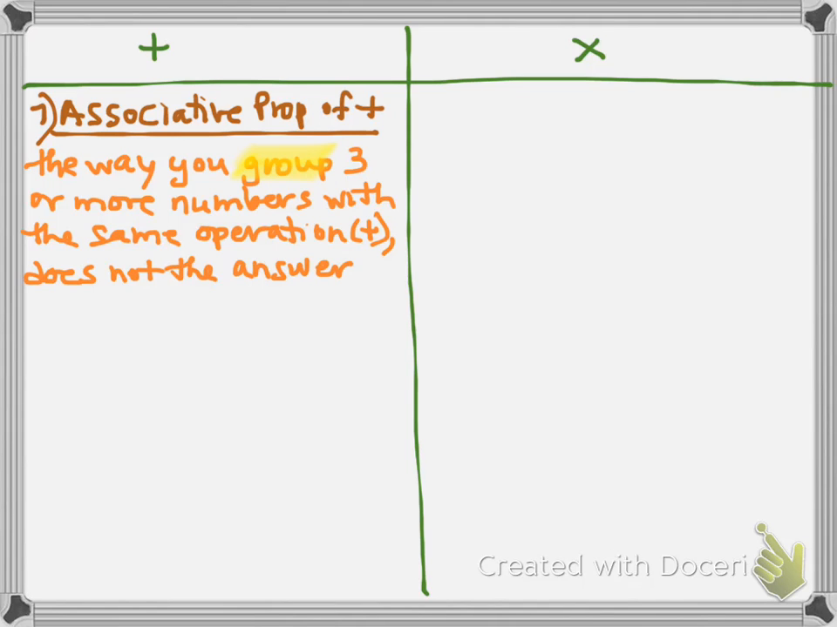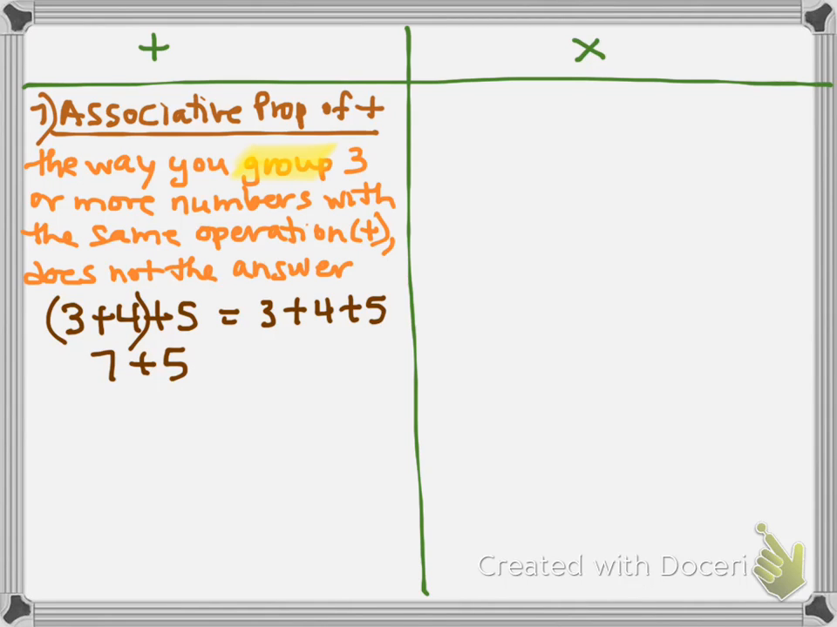So let's do an example. If I have 3 plus 4 plus 5, I'm going to write that problem twice. And in the first way, I'm going to group the 3 and the 4 together. So 3 plus 4 is 7. That leaves me with 7 plus 5. I just substituted in 7 for the 3 plus 4. And what does 7 plus 5 equal?